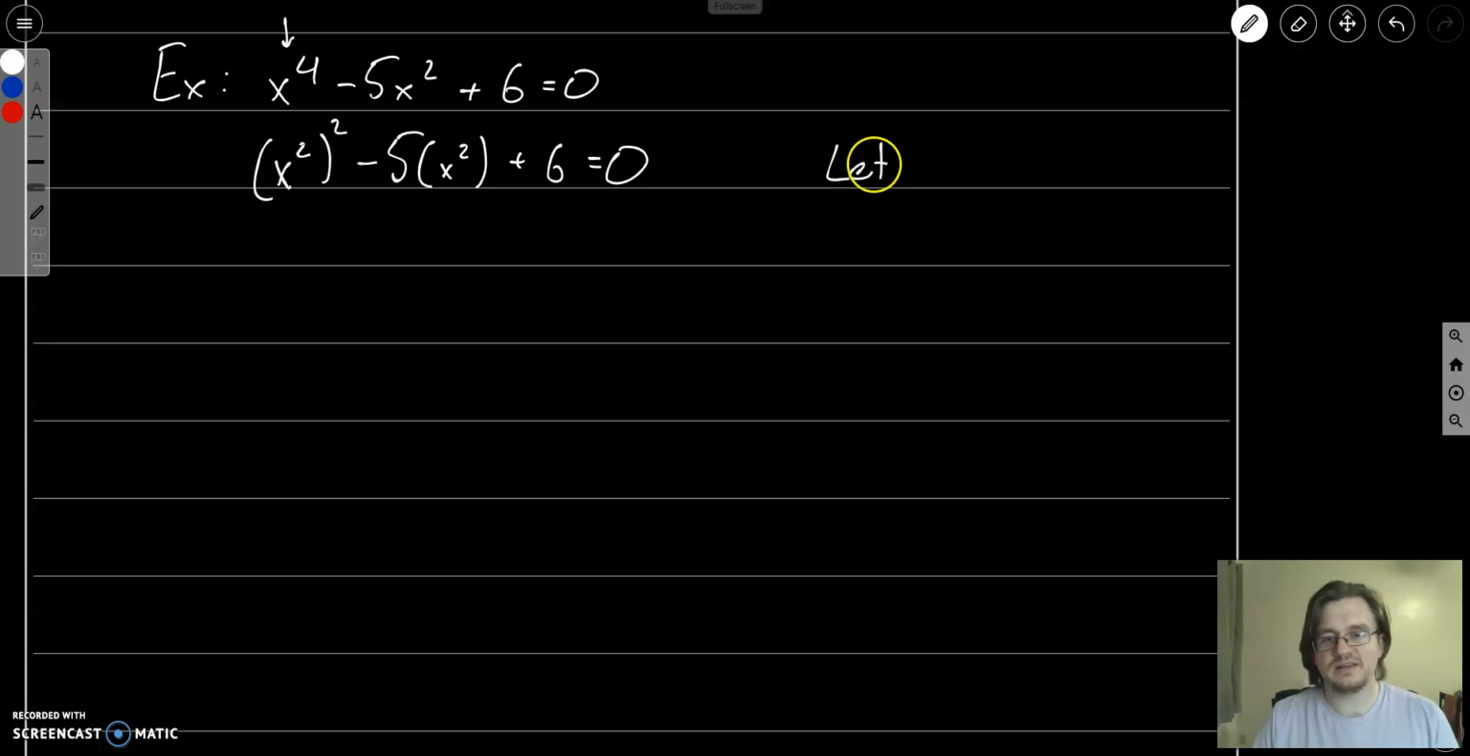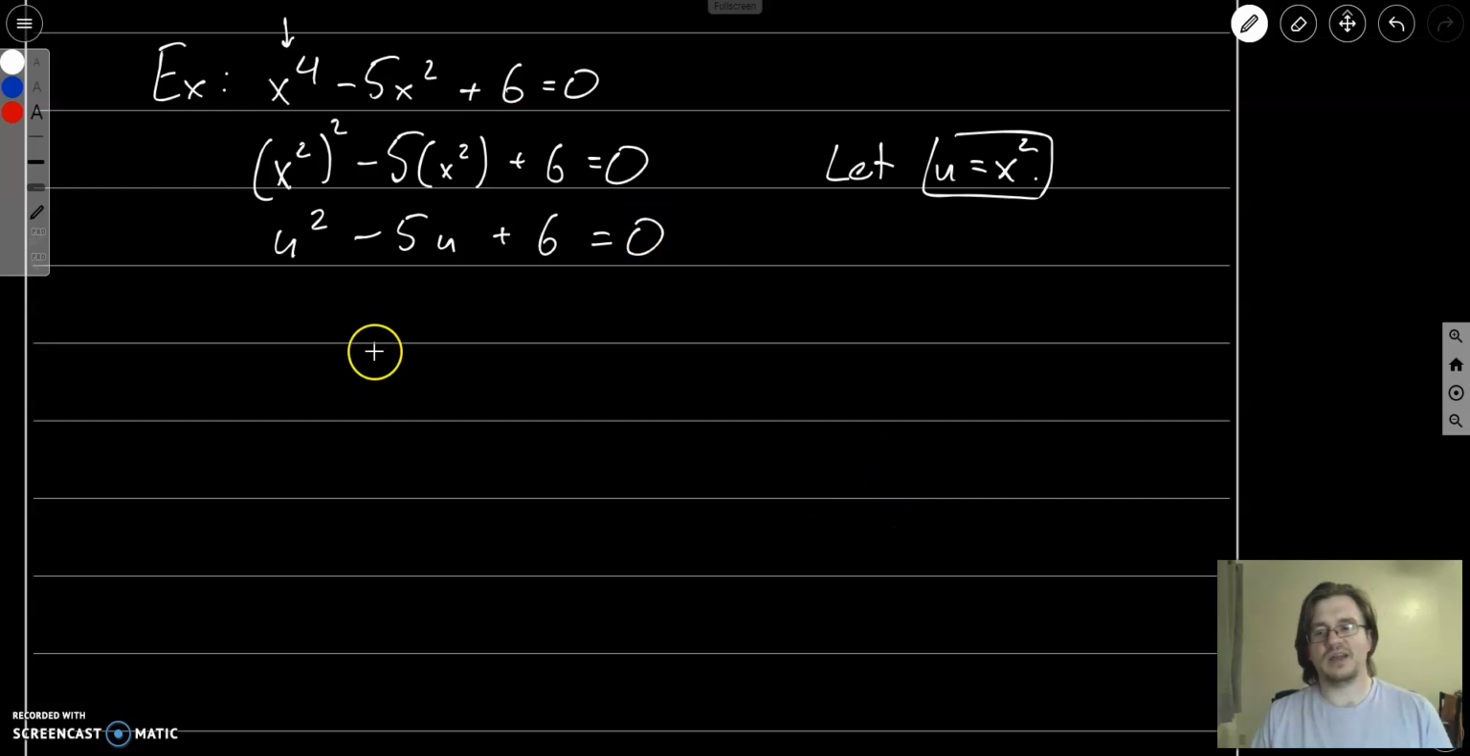Let's replace x squared with a new variable. Let's call this new variable u. And what will happen is this will simplify a lot. x squared is just u. So x squared squared just becomes u squared. x squared is just u. And oh, hey, look, this is a much simpler equation. We know how to solve quadratic equations. And in fact, this quadratic equation is factorable, which makes it really easy.